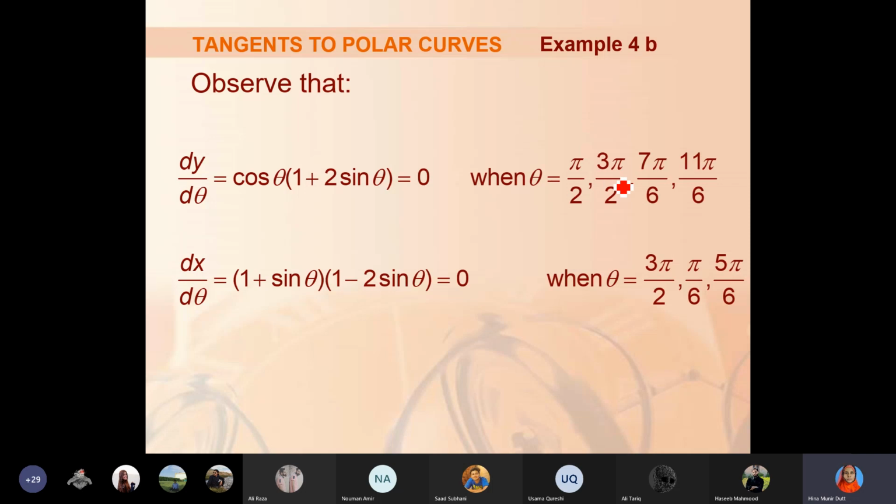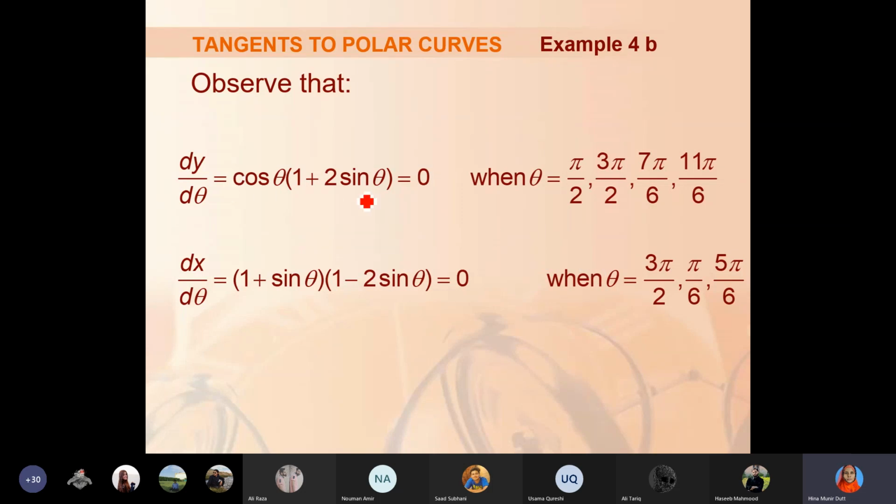Pi over 2 and 3 pi over 2 are the values where cos theta is equal to 0, and 7 pi by 6, 11 pi by 6 are the values for which sine theta is equal to -1 over 2. Similarly, you will put dx over d theta equal to 0, meaning sine theta is equal to -1 and sine theta is equal to 1 over 2. For -1, you will get 3 pi by 2, and for sine theta equal to 1 over 2, you will get pi by 6 and 5 pi by 6, in the first and second quadrant.